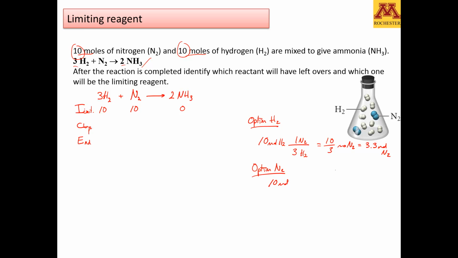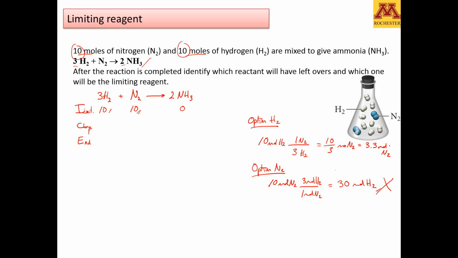So if I run out of nitrogen first, it would mean that 10 moles of nitrogen, according to the stoichiometry, 1 mole of nitrogen reacts with 3 moles of hydrogen. This would mean that I need 30 moles of hydrogen. So only one of these two options is possible. Notice that in this case I need 3.3 moles of nitrogen, and here I have 10. But in this option, I need 30 moles of hydrogen, and in here I have only 10.